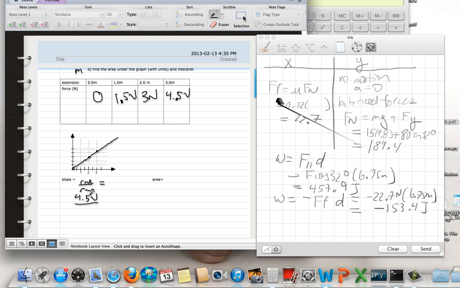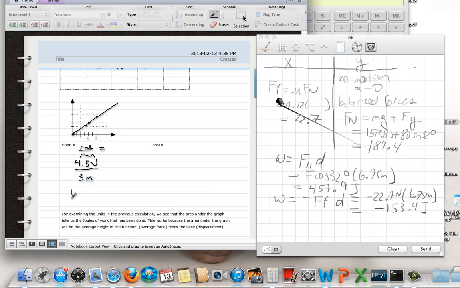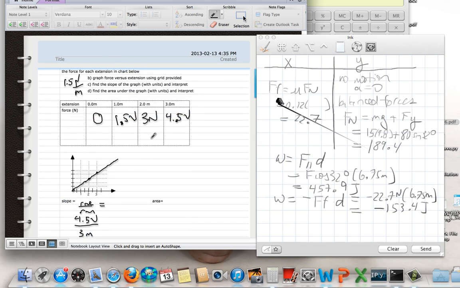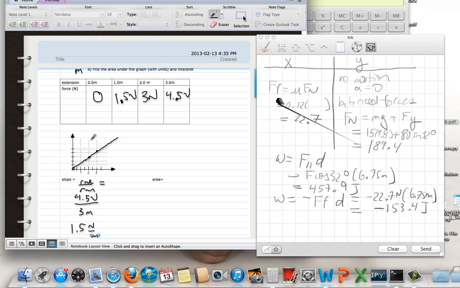Well, 4.5 over 3 is actually 1.5 newtons per every meter, and we identify that with the elastic constant of the spring. That's what was given. So this is how you actually find the elastic constant. You do this experiment and then you plot the graph. While we're on the subject of this graph, though, let's find the area.